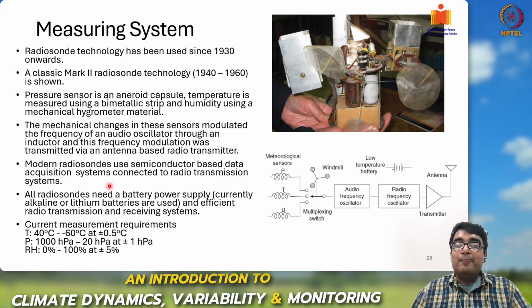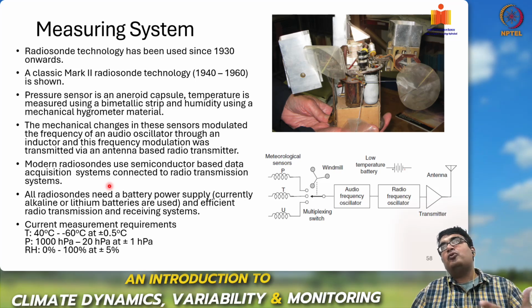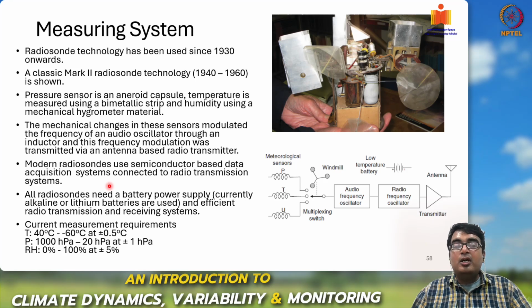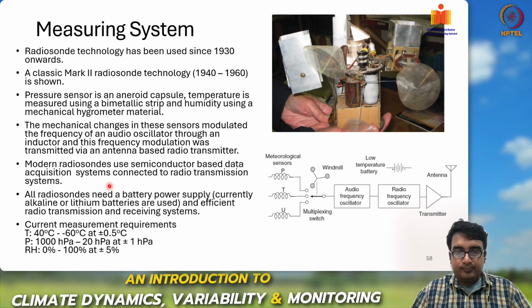All radiosondes need a battery power supply, and currently we usually use alkaline and lithium batteries. In the olden times, maybe lead acid batteries were also used. And you also need an efficient radio transmission and receiving system so that very little power is consumed and the radio transmission signal remains strong even over long distances. As it ascends high up in the atmosphere, the distance increases, but you have to have a strong radio signal that can be received. So you need a battery power supply and an efficient radio transmission and receiving system.